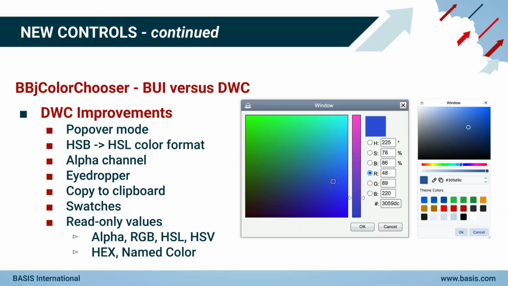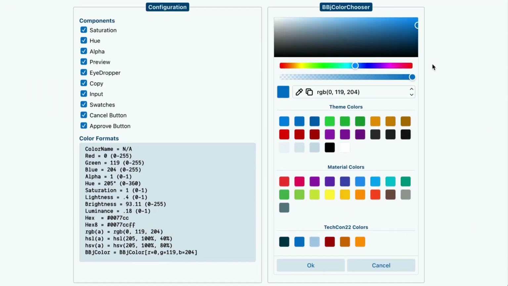The next new control is the BBjColorChooser, and it has a lot more features than the buoy or GUI versions of the same control. Besides the typical hue, saturation, alpha, and preview capabilities, we can optionally display an eyedropper to select a color anywhere on the screen, and a button to copy the selected color to the clipboard.